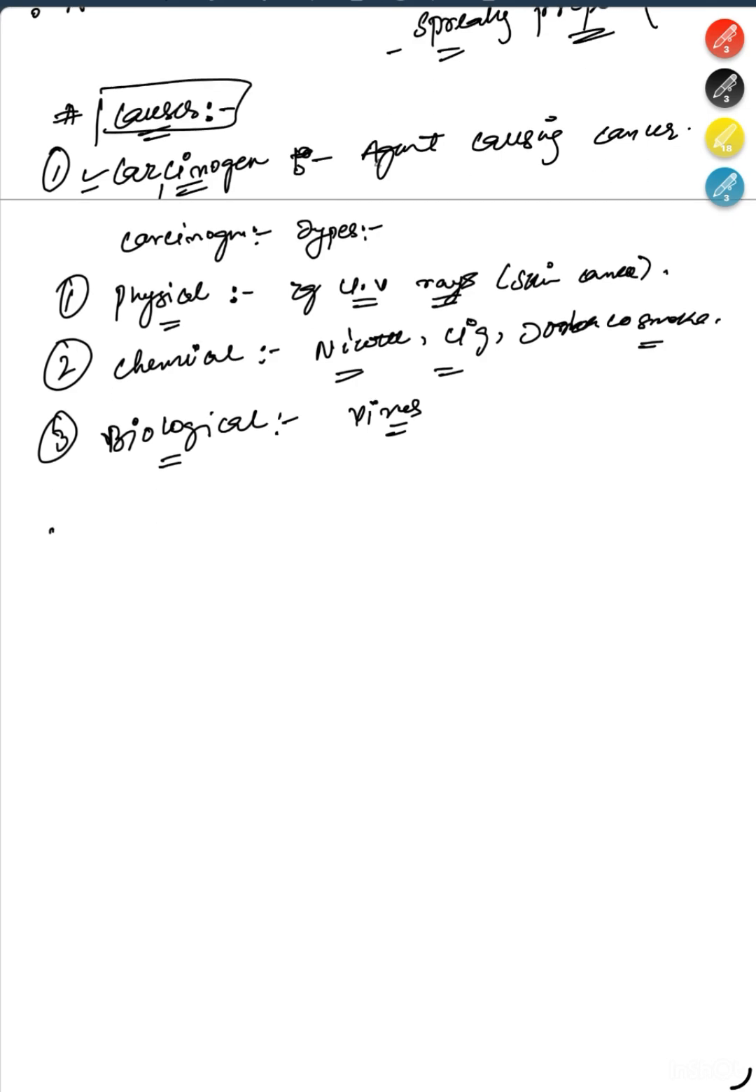Now another term you need to remember is oncogenes and proto-oncogenes.